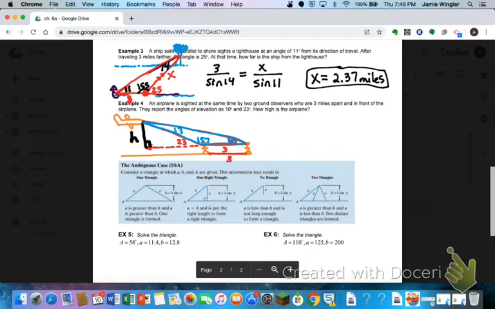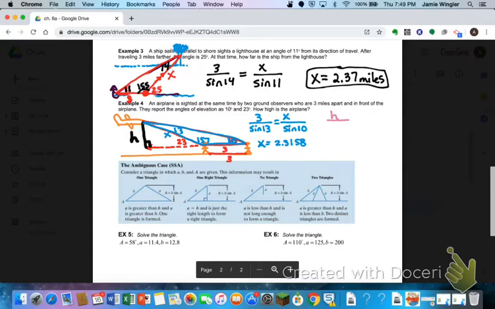I know that 3 is opposite of 13, so I'm going to do 3 over the sine of 13 equals x, because it's the shared side of both triangles, over the sine of 10. If I cross multiply and find x first, which is 2.3158, I want to take that out 4 decimal places because that's not my final answer. Then I can go back and find h.